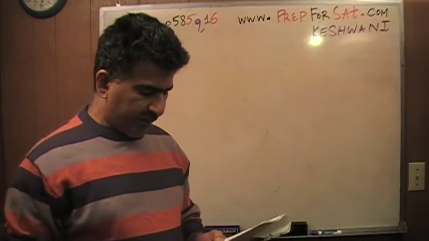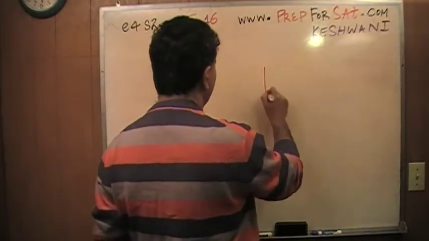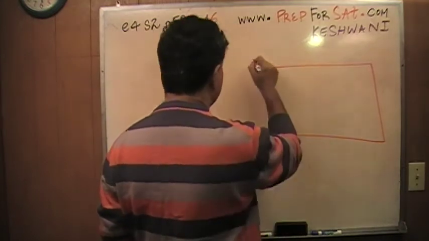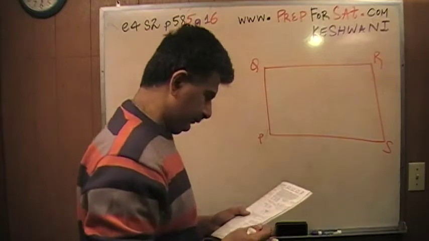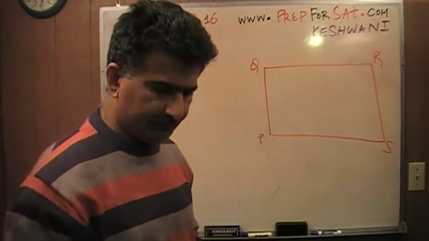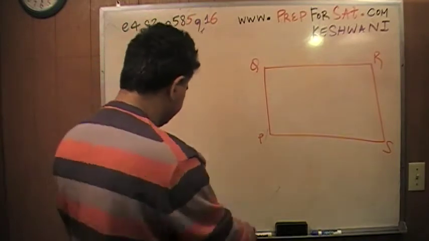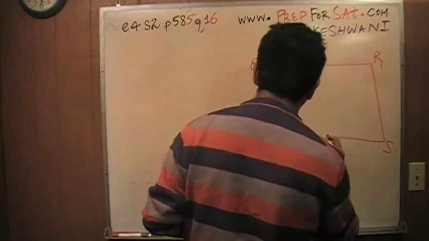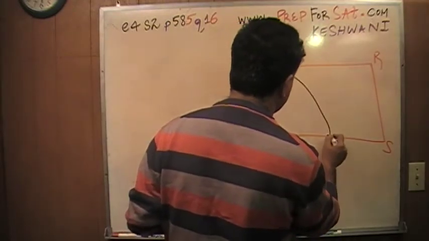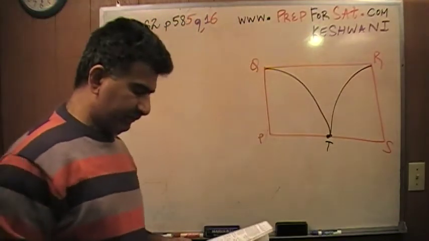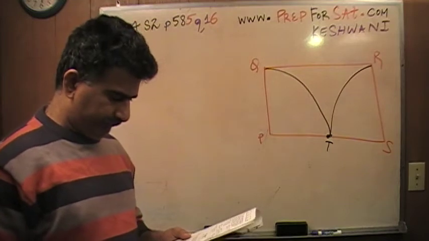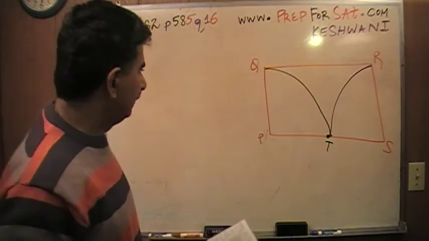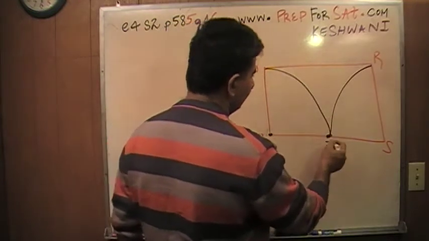It says in the rectangle PQRS, well, let's draw the PQRS. We have 2 arcs, QT and RT. Let's draw the 2 arcs. Not a very nice picture, so ignore it. Just look at the book. We are told that these are quarter circles with the center at P and S. So this is a part of a circle which is a quarter of a circle with the center here. This is part of the circle with the center here.